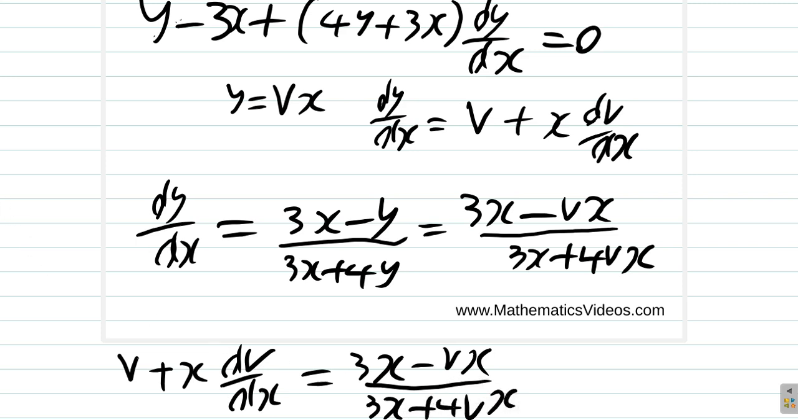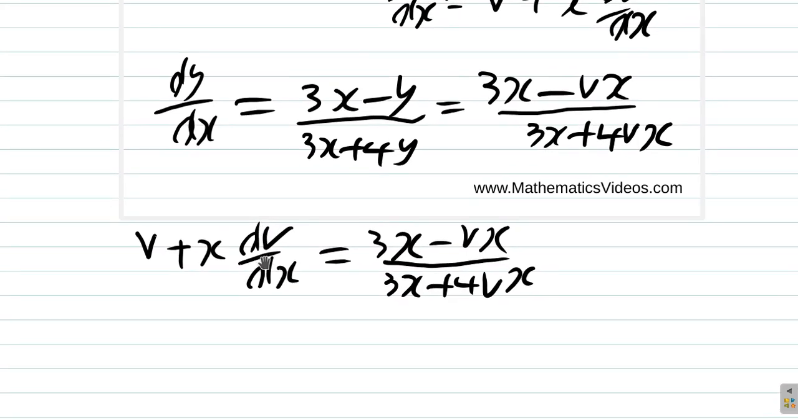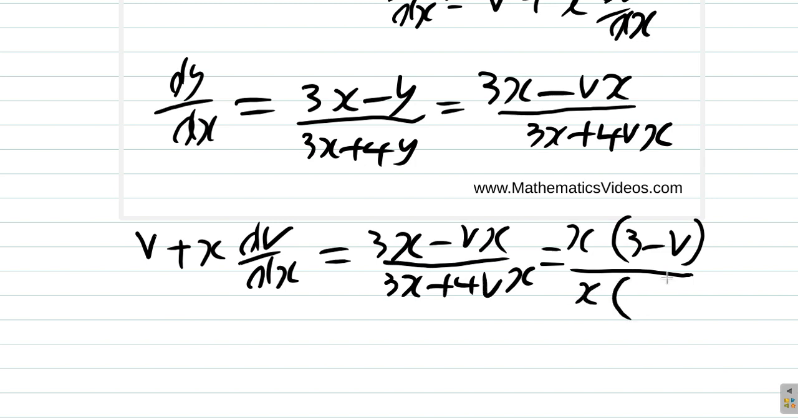And notice this new equation we have, it doesn't have any y. There are two variables there, v and x. So we want to separate those variables. Looking at this, we can factor out the x up top and have 3 minus v inside the bracket over, factor out the x down the bottom here, and have 3 plus 4v. Then the x's will cancel. You see that? Alright, so what else happens now?